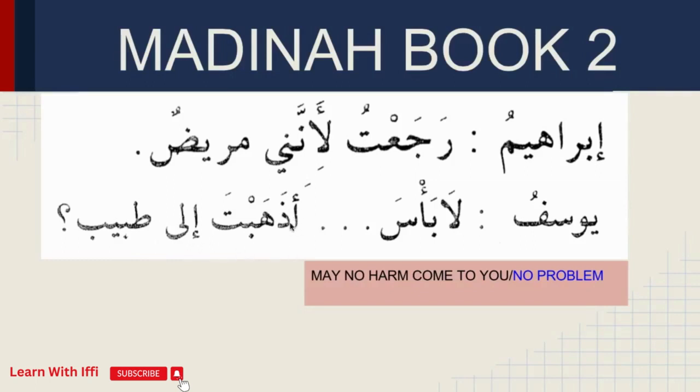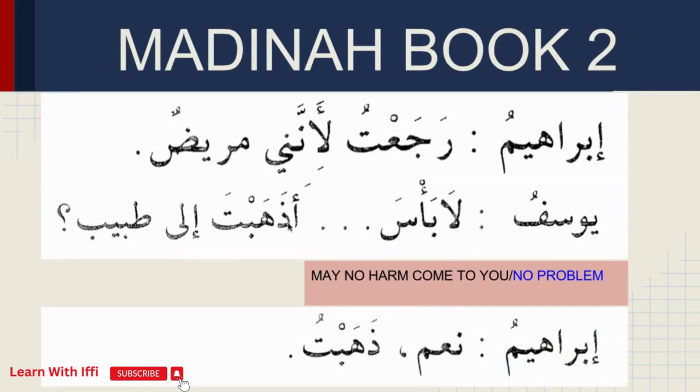So if you had to put a harf negation, how do we say? Ama zahabta ila tabib? Didn't you go to the doctor? But here he's just asking azahabta, did you go to the doctor? So Ibrahim just says naam. So we just use naam, zahabtu. Yes, I went. So this is the end of the conversation between Yusuf and Ibrahim.